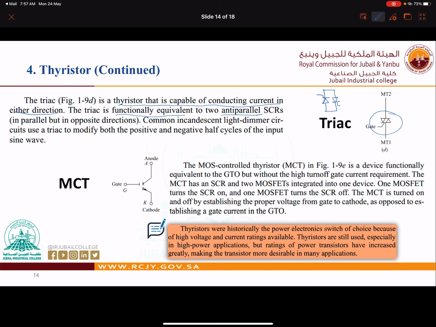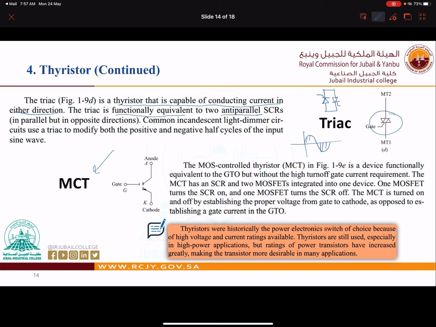It is used commonly in incandescent light dimmer circuits. Use a triac to modify both positive and negative half cycles, so we can control the half cycle for positive and negative half cycles. This is a very good example, inshallah. If you understand it by yourself, it is not required in this course. Triac, inshallah, we may not cover it in this course. But if you have any questions, please refer to me.